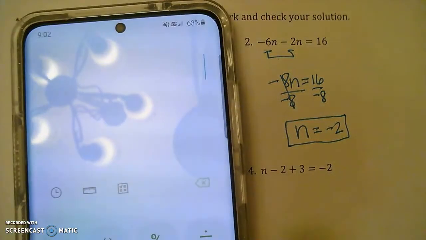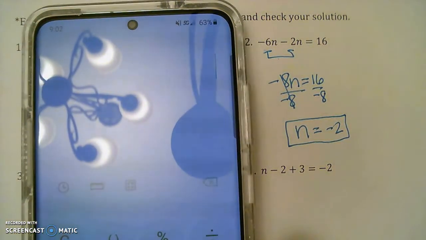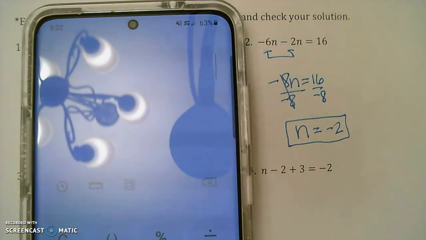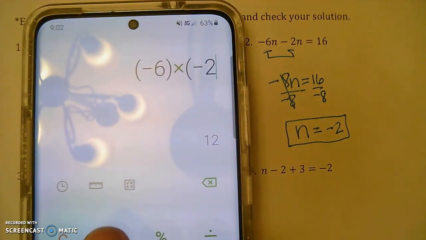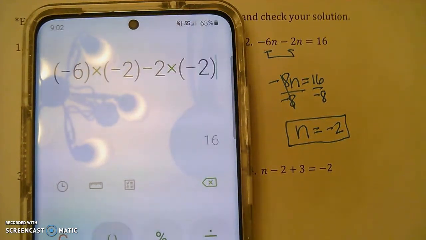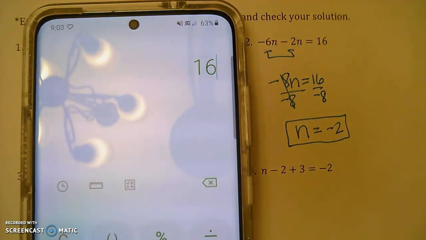This is going to be a tricky one to put in our calculators because of all the negatives. So negative 6 times negative 2 minus 2 times negative 2 does give us our 16 that we think it should.